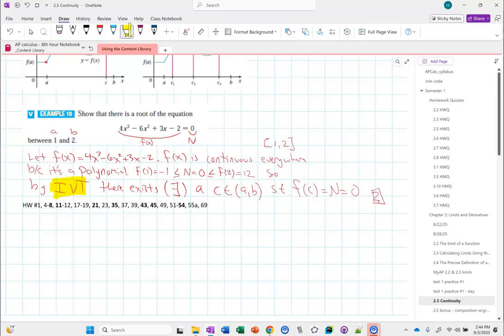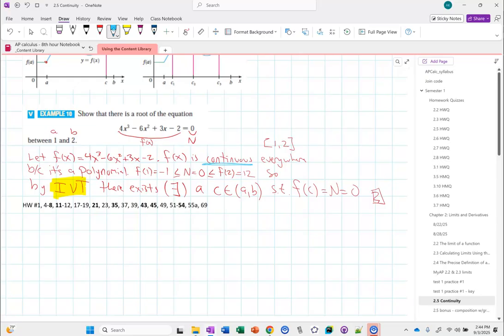Just a couple of things. IVT is an abbreviation you can use. The AP will recognize this as intermediate value theorem. Save yourself all those letters. The most common mistake students make when using this is they forget to prove the continuity.